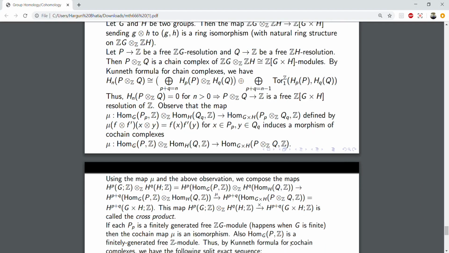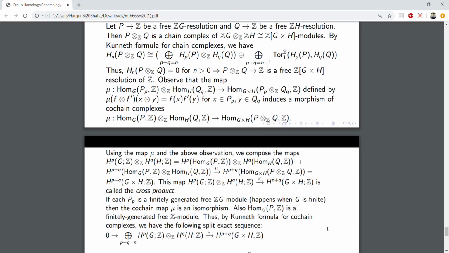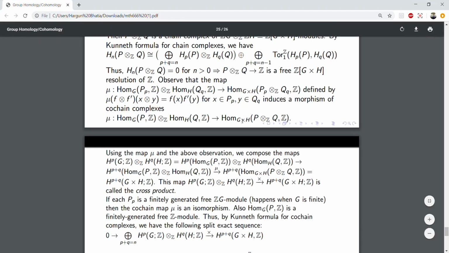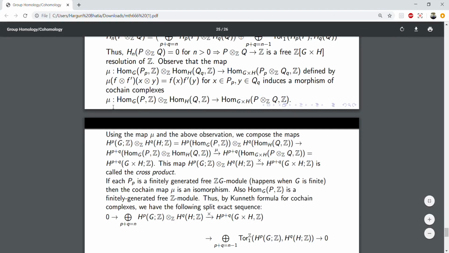It has nice properties, in the sense that it is associative, and this map is independent of the free resolution you choose. You take any different free resolutions, this map is still the same. Now, one other nice thing is that this map mu between cochain complexes is not necessarily an isomorphism. There's no reason for it to be, but if you have this free resolution P whereby every module is also finitely generated, it's already free, and then this map becomes an isomorphism.